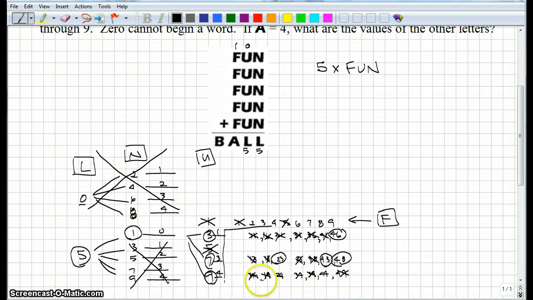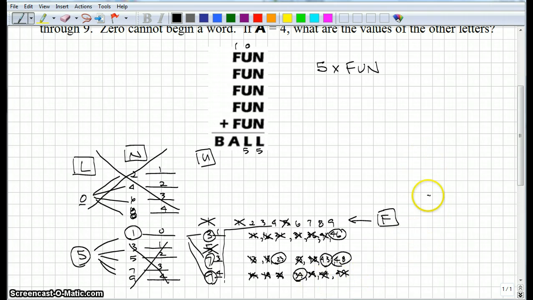So let's see, what else can we eliminate? Okay, so here we had F was 4 and BA is 24. So that's not going to work because that would mean F and A would be both 4, and we can't do that. And here 44. We can't have 44 because B and A have to be distinct numbers, distinct digits. So it looks like the only one that's going to work here is 34. And that satisfies our criteria that A is equal to 4.